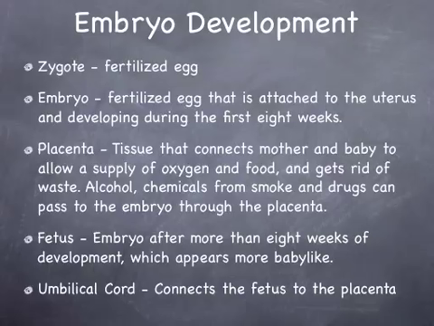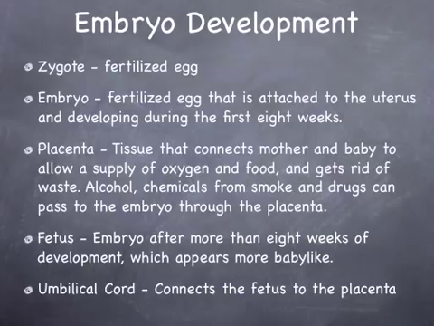Embryo development. These are some terms that you're going to need in order to understand the effects of embryo development. Zygote. A zygote is simply a fertilized egg. Embryo. Once the egg is fertilized, it divides and attaches to the uterus wall. We call it an embryo during the first 8 weeks of development.